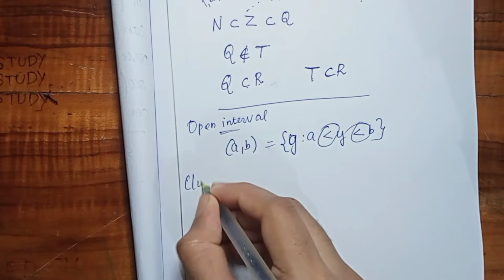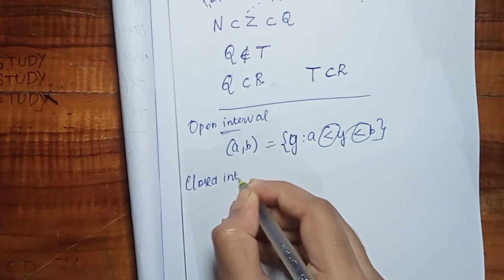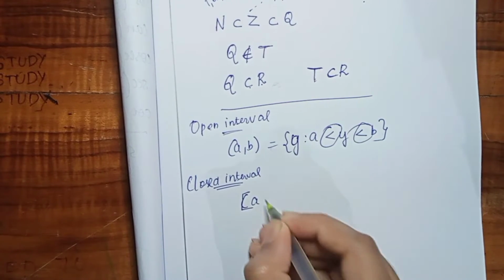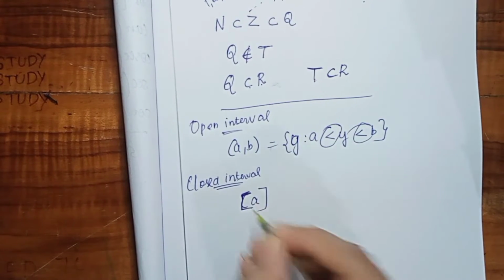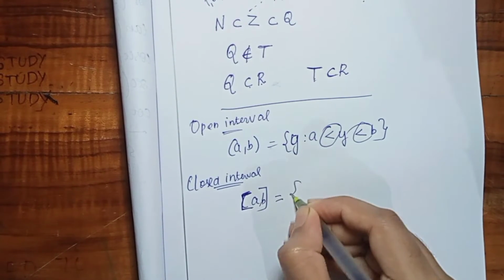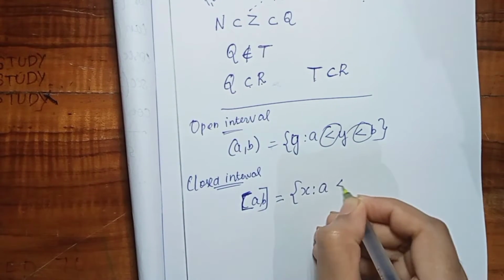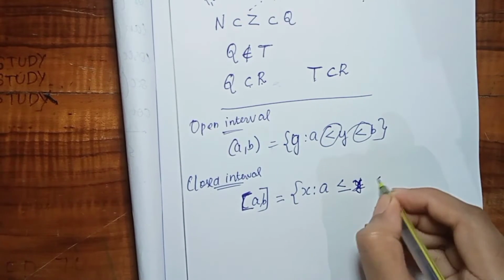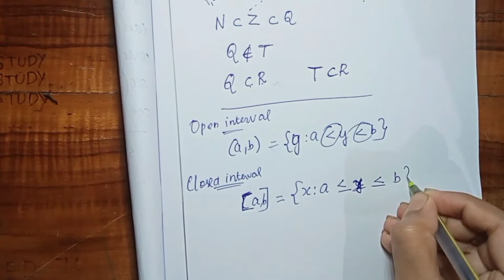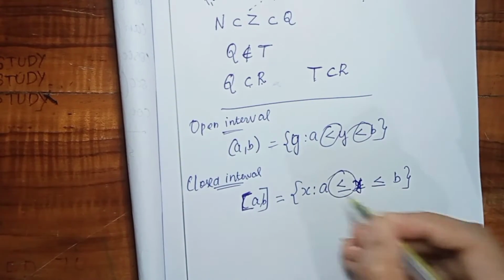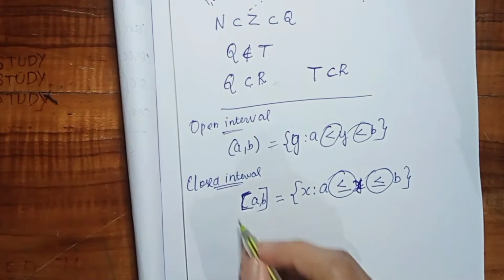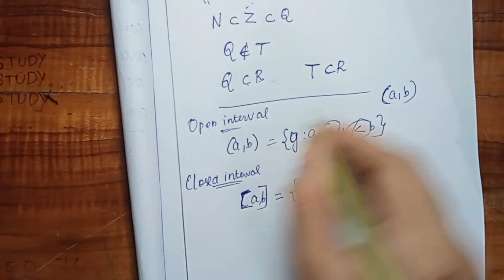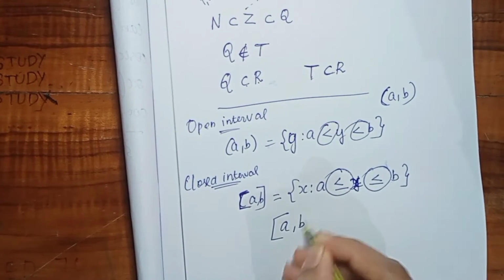If it is a closed interval, the bracket will be like this: [a, b] equals the set of x such that a less than or equal to x less than or equal to b. Understood? Here you will use the symbol of less than or equal to, and here look at the symbol. We have used this kind of bracket here, and this kind of bracket here.